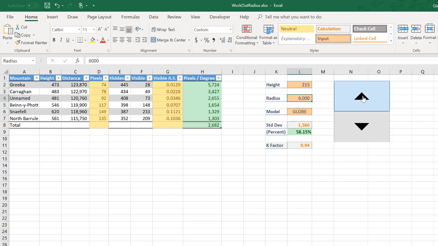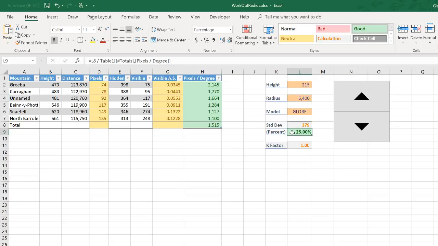So let's go up to 6,100 kilometers. And that's dropped down to 44%. Let's tick it up a few more, and we'll get to roughly the accepted value for the radius itself at 25%. So that's still far worse than the flat Earth. Let's see how we can go. Oh, so at 6,700 kilometers radius, we are roughly the same, roughly as accurate as the flat Earth calculation.